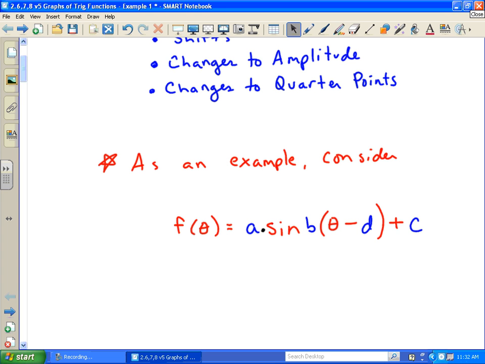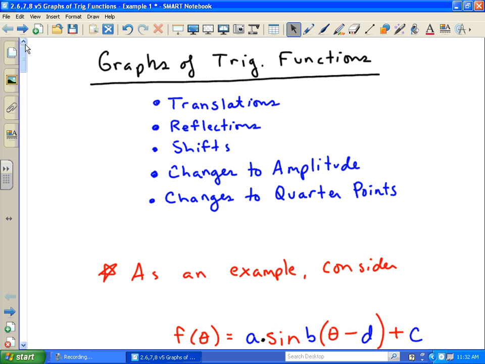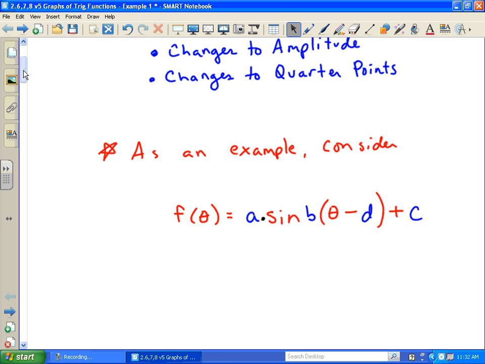The next thing I'd like to talk about is graphs of trig functions where you have a translation, a reflection, a shift, a change in amplitude, or maybe a change to the quarter points. As an example, I'd like to look at a general realization of plain old sine of theta. What I've done is I've thrown in some constants, a, b, c, and d here.